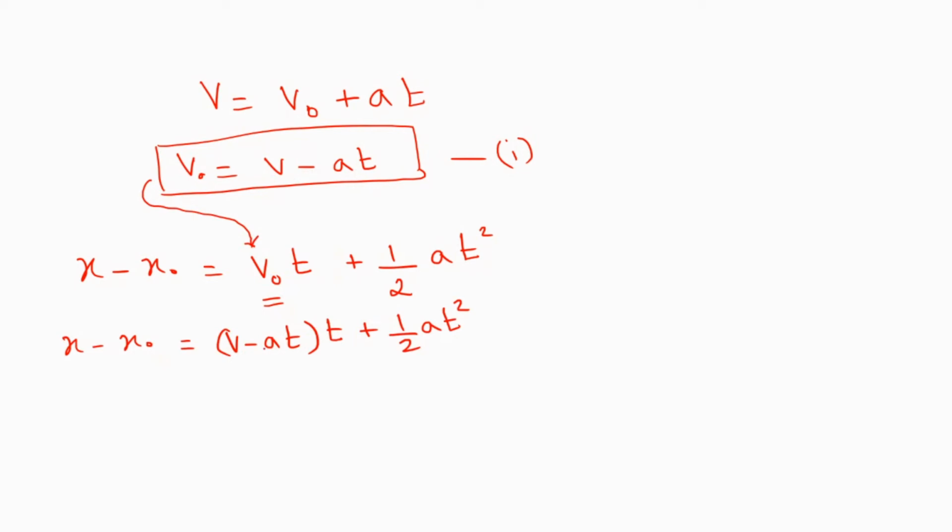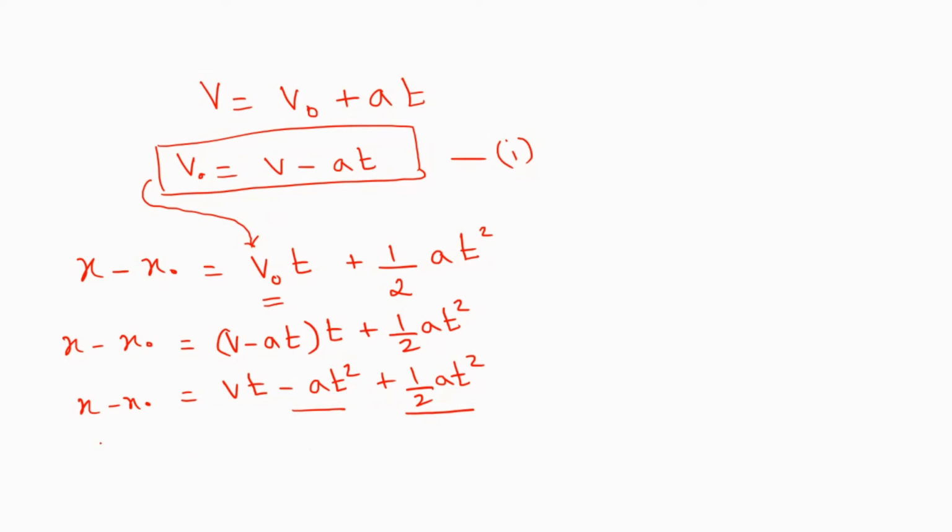Now I'm going to multiply this t inside. So by that your equation becomes vt minus at square plus half at square. At the left hand side is x minus x naught. Now you can see the right hand side. Here we have minus at square, because here it is at square. Am I right? But here we have half at square. That means minus 1 at square, here indirectly it is 1. Am I right? So minus at square plus half at square is nothing but minus half at square.